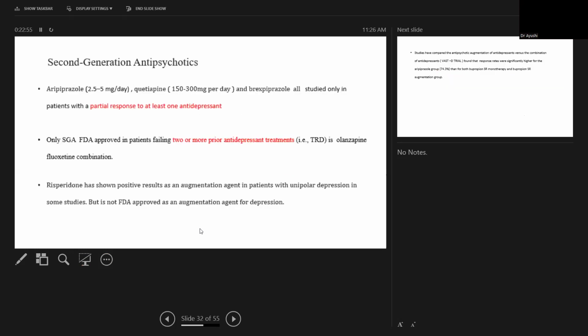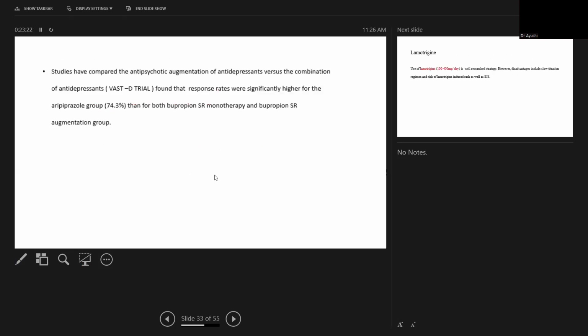Then second-generation antipsychotics: aripiprazole at a dose of 2.5 to 5 milligrams per day, quetiapine at a dose of 150 to 300 milligrams per day, and brexpiprazole are all studied in patients with a partial response to at least one antidepressant. However, the only SGA which is FDA approved for patients failing 2 or more prior antidepressant trials, that is treatment-resistant depression, is the olanzapine-fluoxetine combination. Risperidone has also shown effects, but it is not FDA approved.